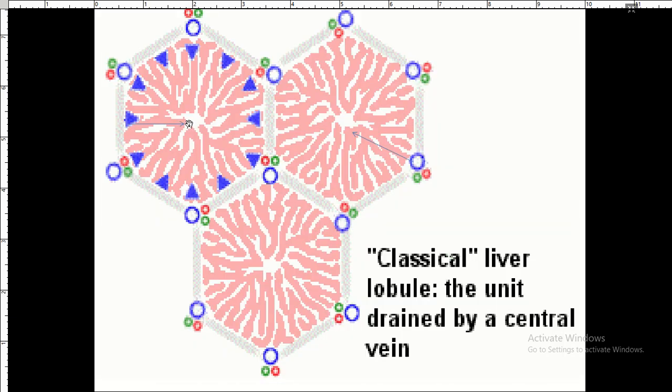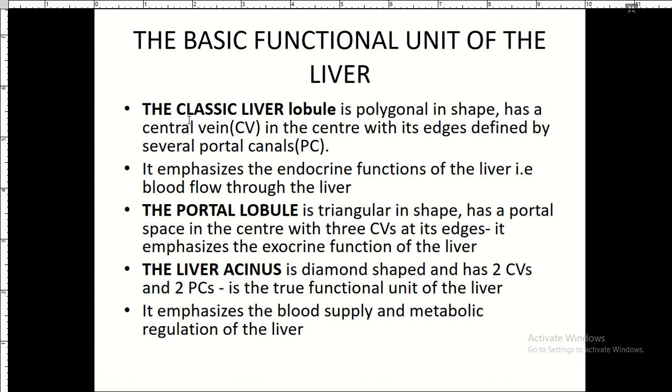Now, let me talk about the liver, or the hepatic acinus. So the hepatic acinus is diamond shaped. It is made by two central veins and two portal canals. This is the true functional unit of the liver. Take note of this, right? What does it emphasize? It emphasizes blood supply, oxygen supply, and metabolic regulation of the liver.